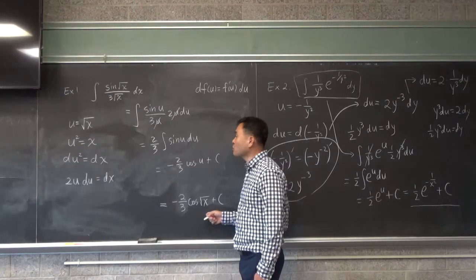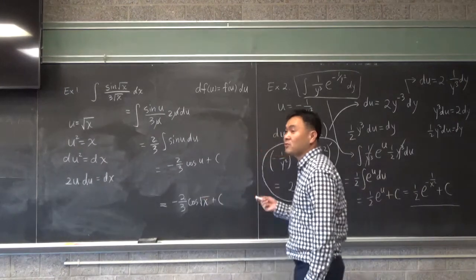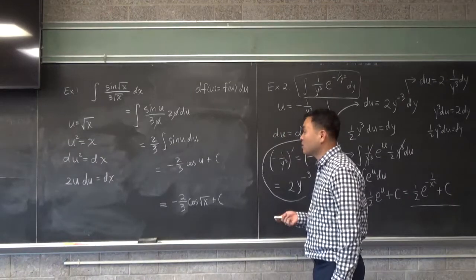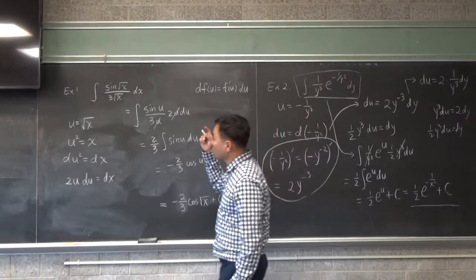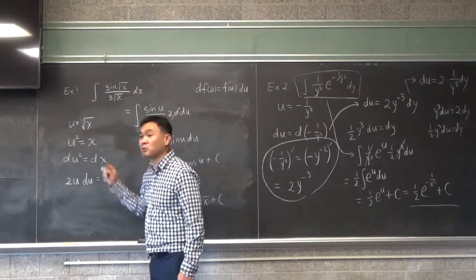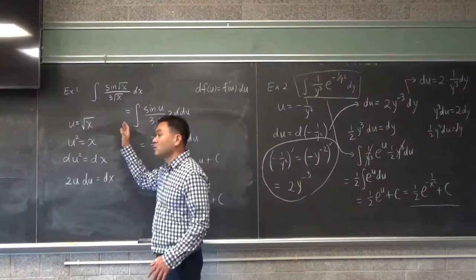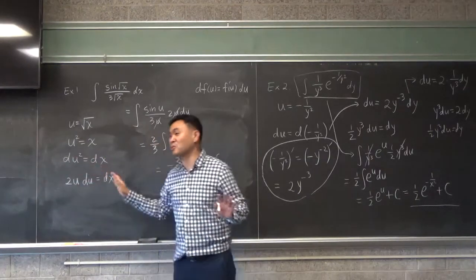So that's a nice way to save time in solving a u substitution problem where you have a square root on one side. So the tip is square it so that you don't have to deal with the square roots.